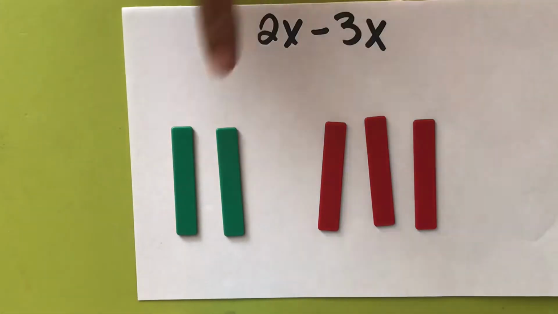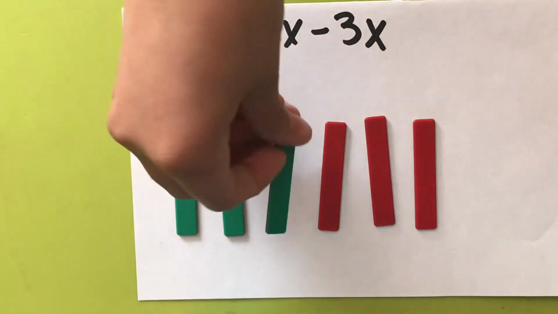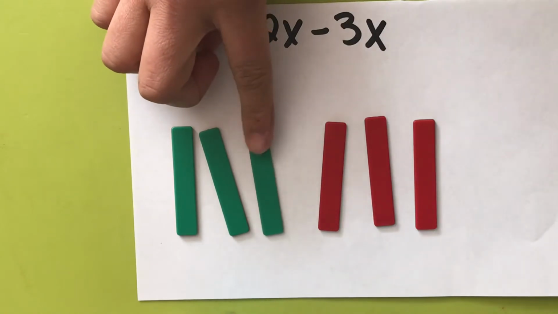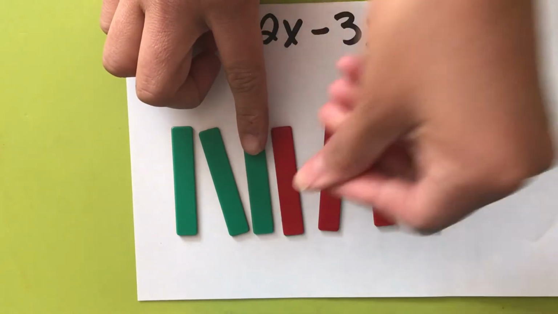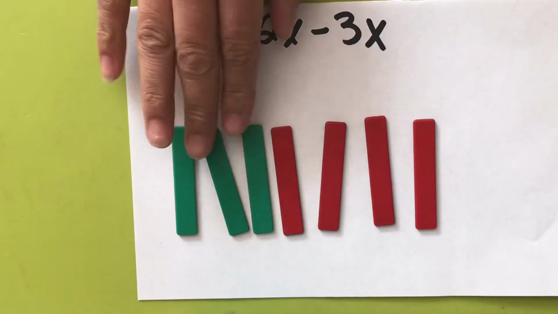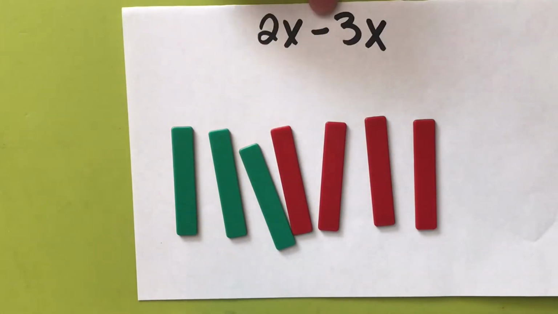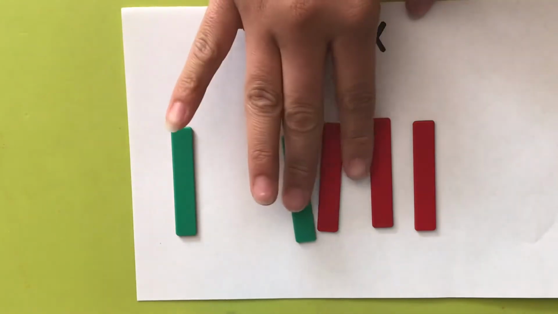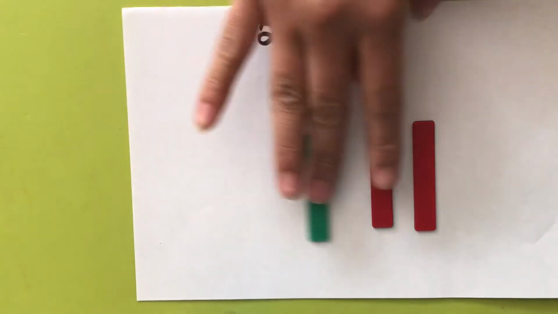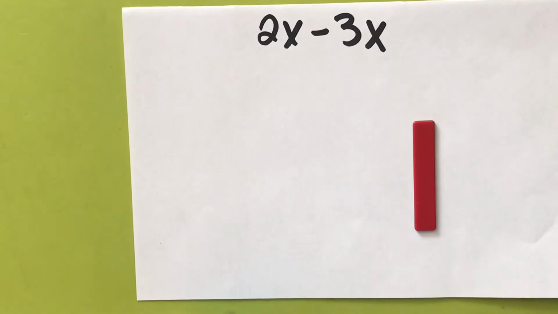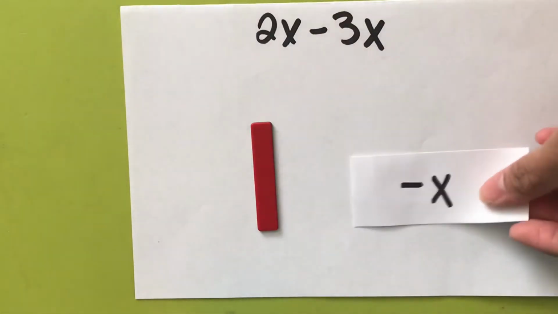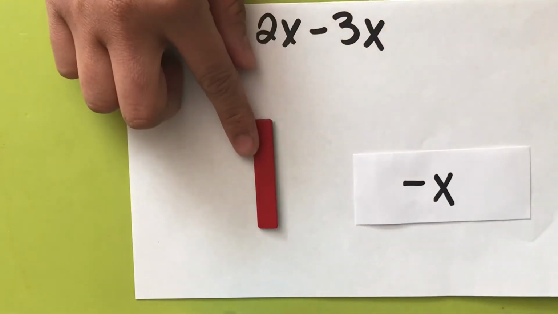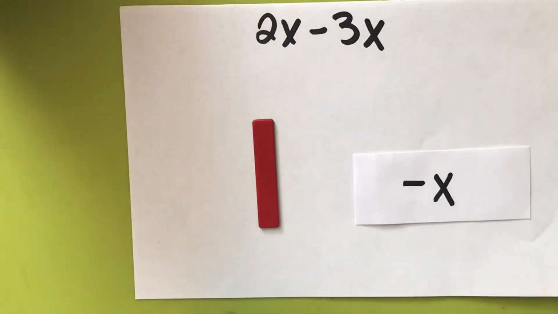So in order to make this 3, we have to add 1. But in order to make our 0 pair, we also have to add a negative 1. So 2x minus 3x, negative and positive, negative and positive, negative and positive. We are left with negative x. 2x minus 3x equals negative x, which is 1 red bar.